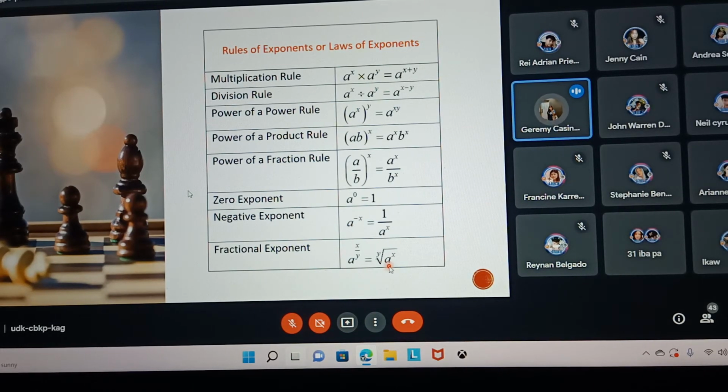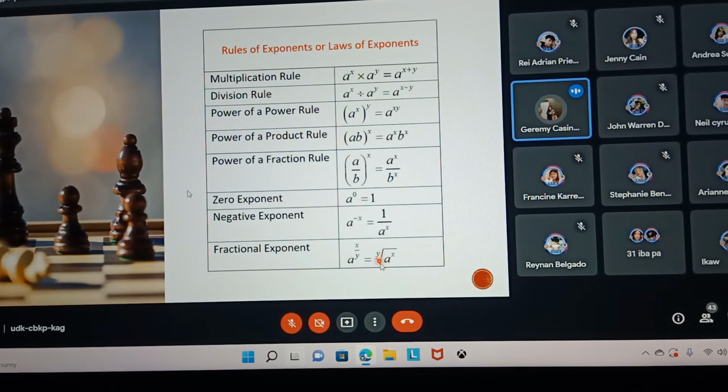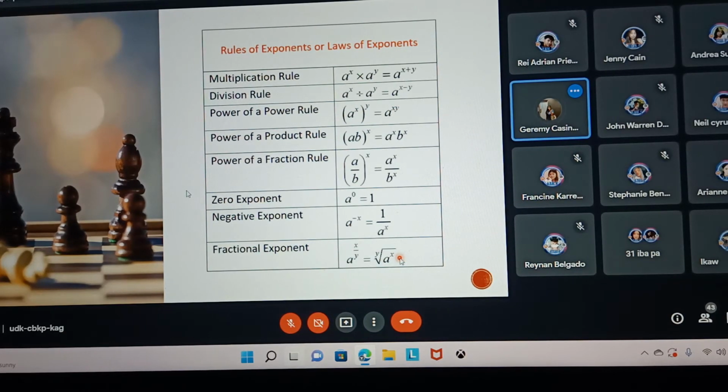Wherein, paano magiging rational form ang ating a raised to x over y. So, magiging square root. Ang ating numerator, magiging exponent ng ating a, and yung y naman ay magiging index ng ating square root. Kaya naging y square root of a raised to x. Ano naman yung mga tatandaan nyo regarding sa ating law of exponent?